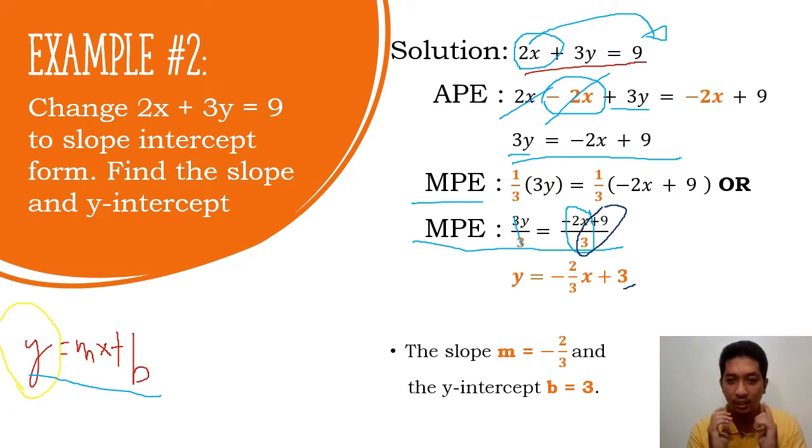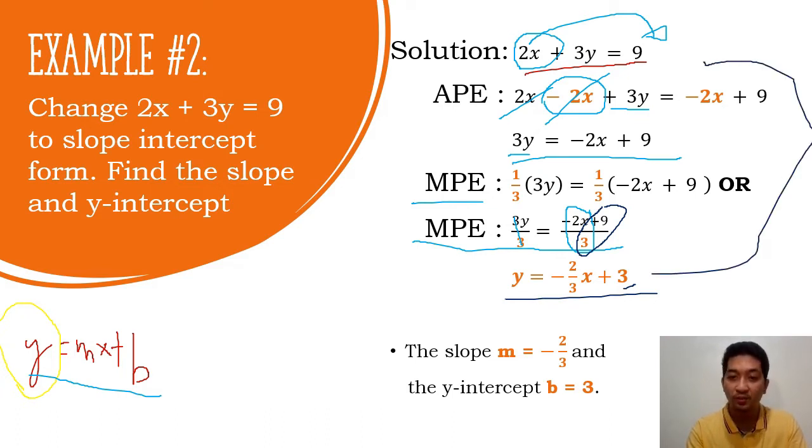Now, look at the resulting equation. You now have y is equal to negative 2/3 x plus 3. And that is your slope-intercept form of 2x plus 3y is equal to 9. Remember, they are just equivalent. They are just of different forms.